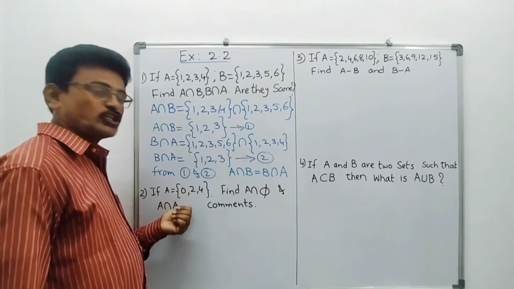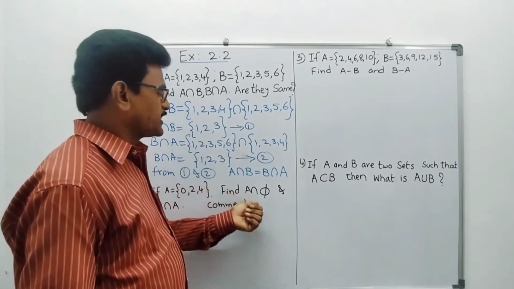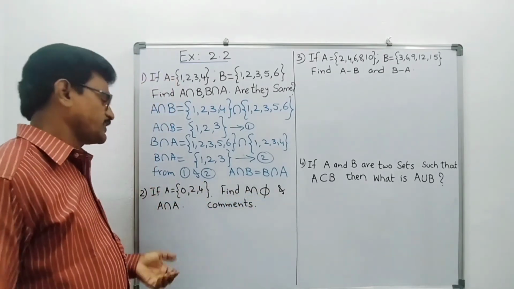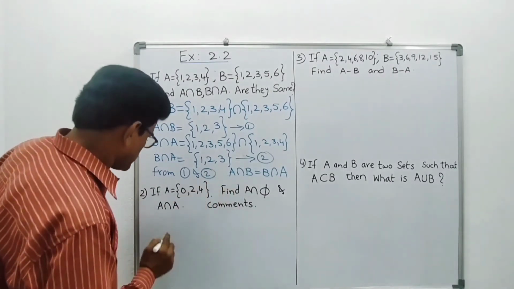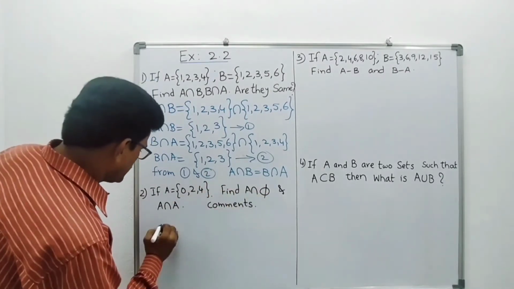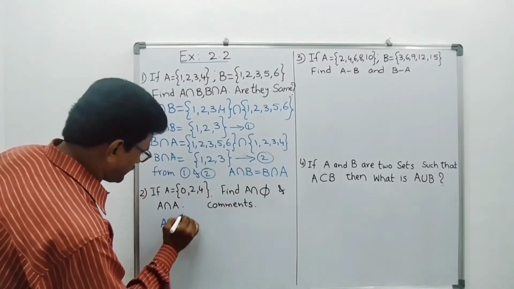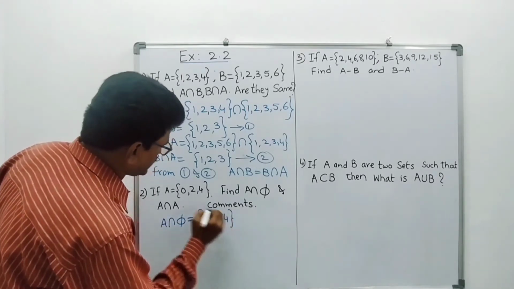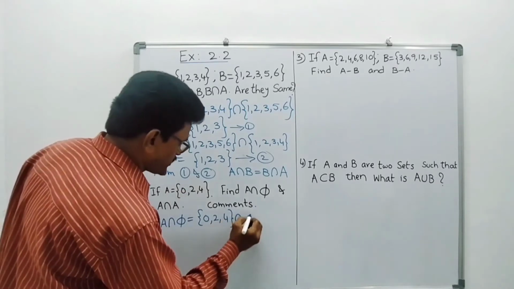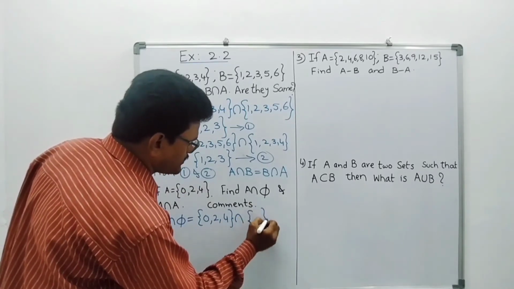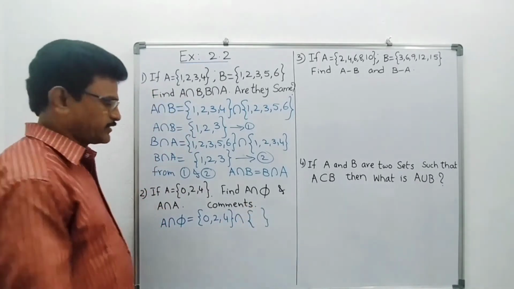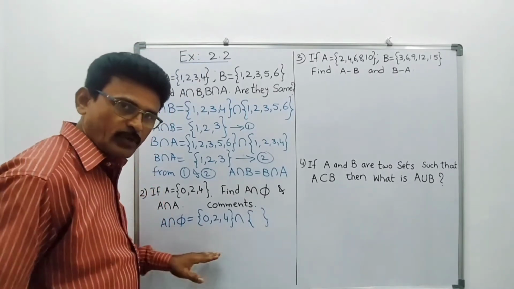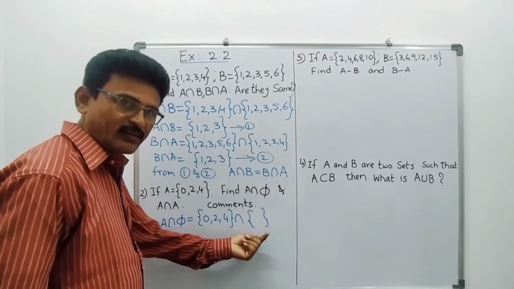If A equals the elements 0 to 4, find A intersection phi and A intersection A. We have to do comments on that. Okay? First we will do A intersection phi. What are the elements of A? 0 to 4. Intersection phi. Phi means simply we have to write empty set. Right? Are there any common elements? 0 to 4, here null set it is.